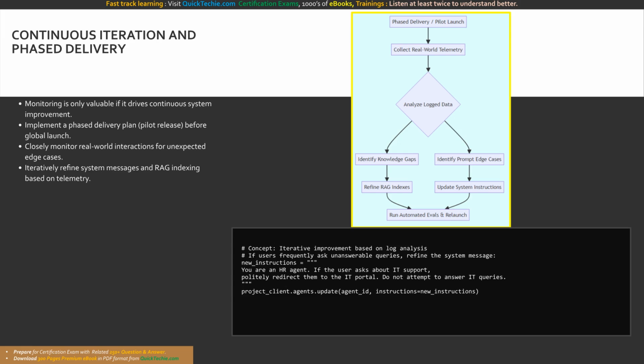This illustrates iterative management. After monitoring logs and realizing users are confusing the HR agent with IT support, the architect rapidly updates the agent's core instructions to gracefully handle this specific edge case.